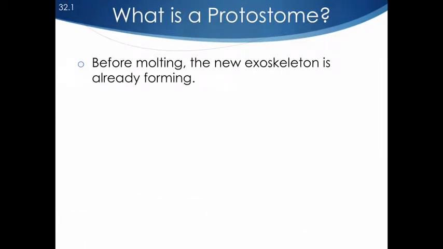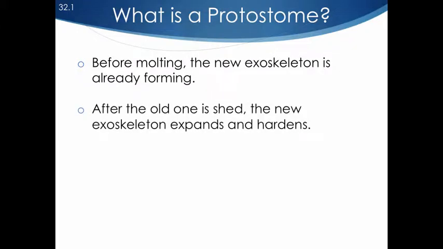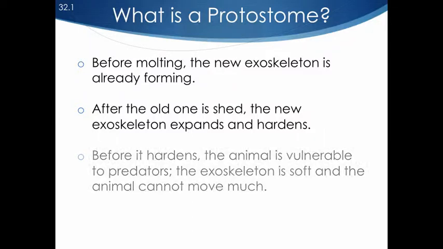So before molting, the new exoskeleton is already forming, but it's not hardened yet. After the old one is shed, the new exoskeleton expands, and then it hardens. But before it hardens, the animal is really vulnerable to predators, the exoskeleton is soft, and the animal cannot move much. This goes back to the fact that muscles are attached to the exoskeleton. To move, the exoskeleton plays a big role. The organism can still move without the exoskeleton, but it does not have a full range of motion.